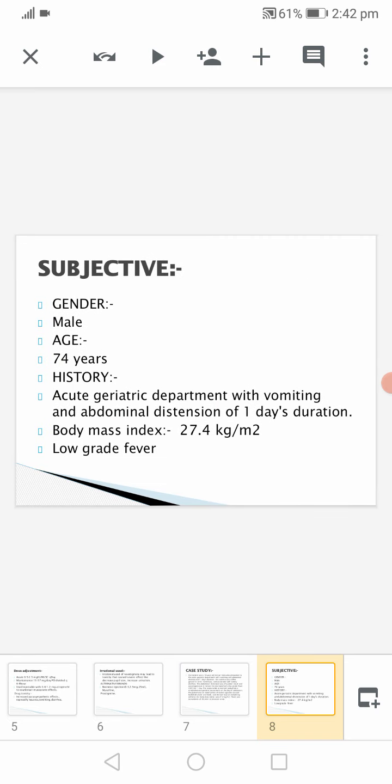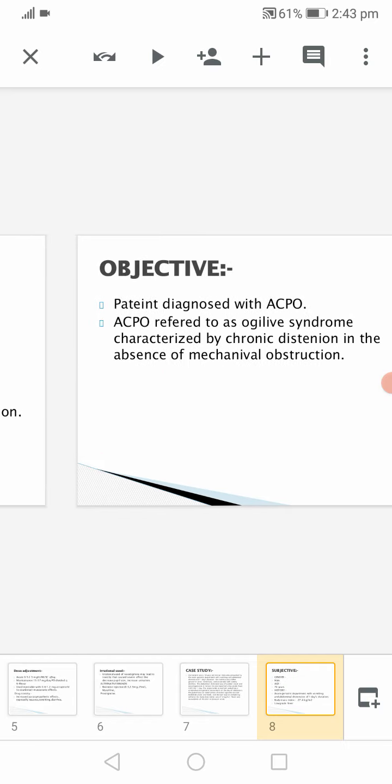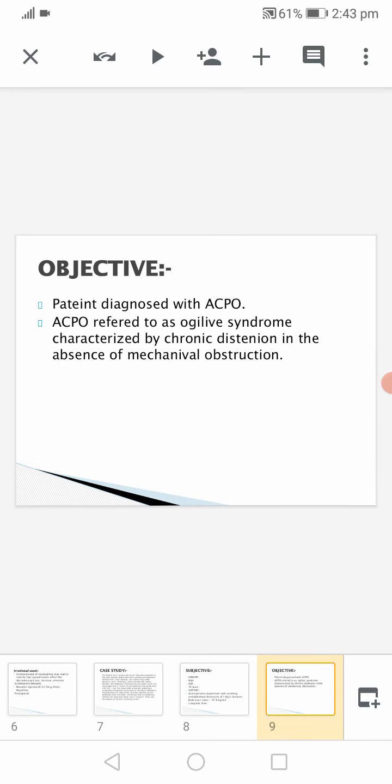Subjective. Gender male, age 74 years, history: acute geriatric department with vomiting and abdominal distension of 1 day's duration. Body mass index was 27.4 kg per meter squared and low-grade fever. Objective. Patient diagnosed with ACPO, also referred to as Ogilvie syndrome, characterized by colonic distension in the absence of mechanical obstruction.